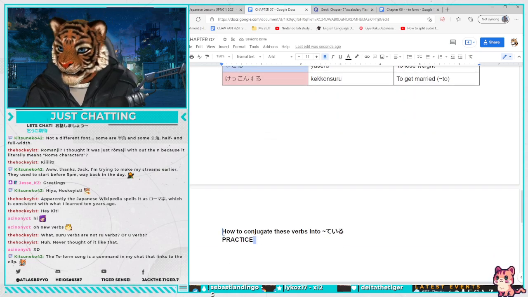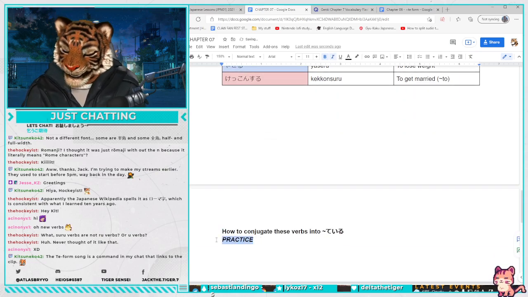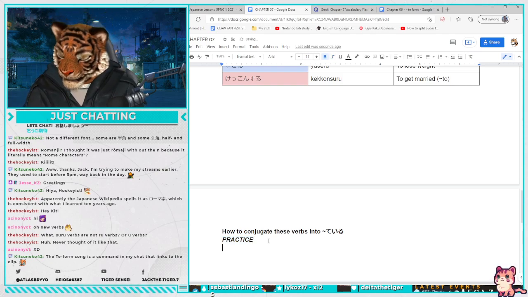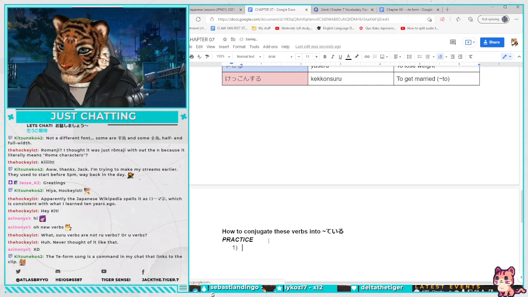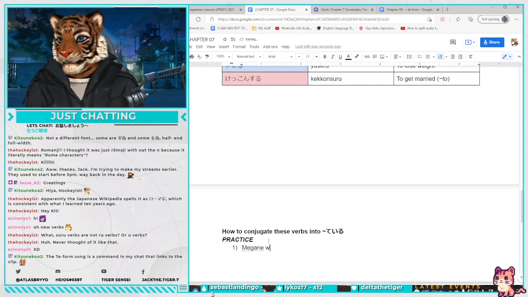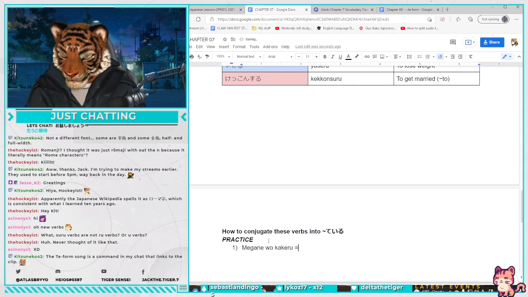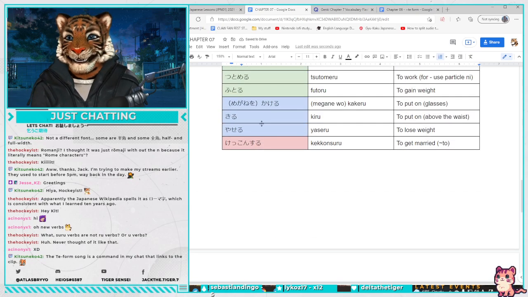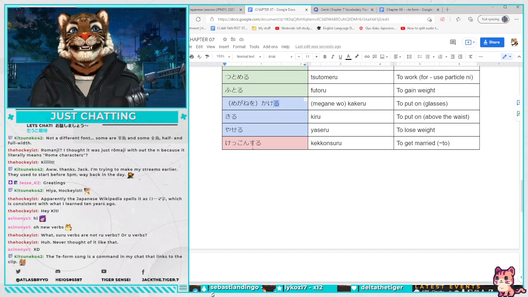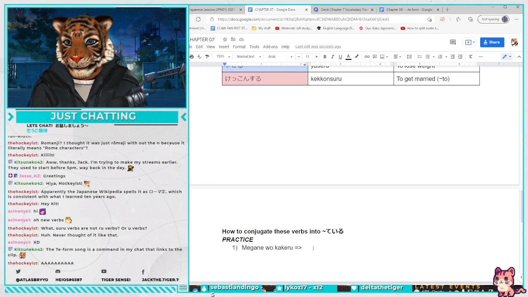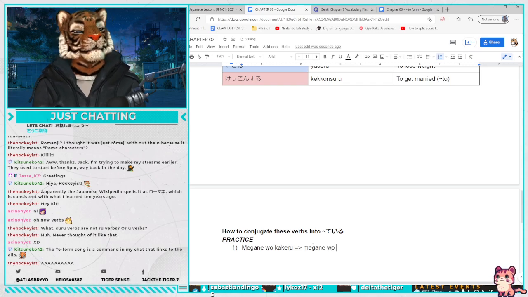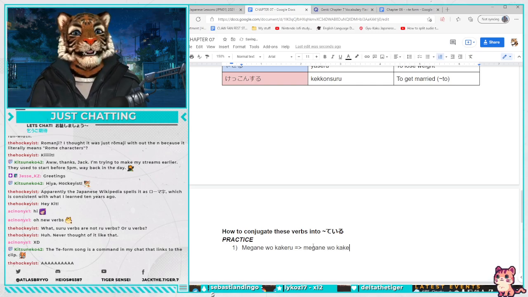So let's do a little bit of practice before we go further on how to use these. So one, let's use Megane o Kakeru. We'll turn into what? Because it's a ru verb, we're going to replace that final ru. And so we would get Megane o what?